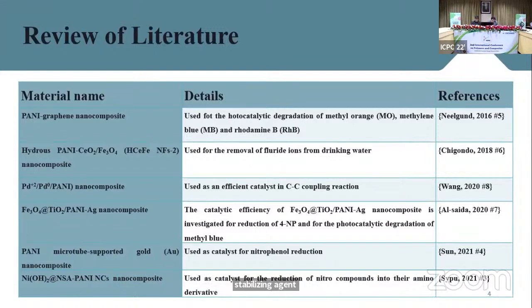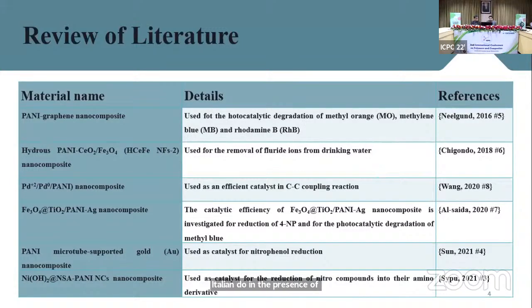Magnetic iron oxide, titanium dioxide, polyaniline, silver nanocomposite has also been formed, in which the iron oxide was the core and the titanium dioxide formed the shell, which was then coated with the polyaniline and layered with silver. This was used to effectively reduce 4-nitrophenol, and it was also used to degrade methylene blue in the presence of sunlight.